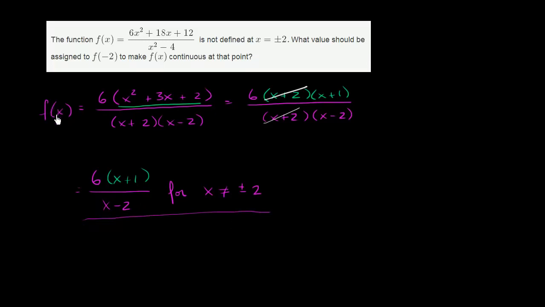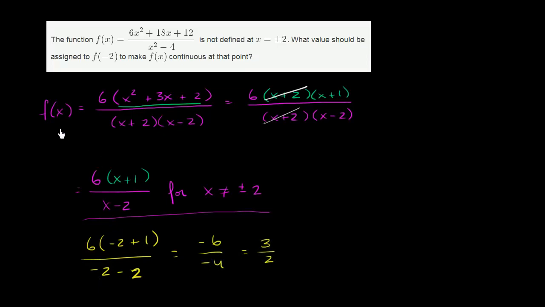But if we wanted to re-engineer the function so it is continuous at that point, well then we just have to set f of x equal to whatever this expression would have been when x is equal to negative 2. So let's think about that. 6 times (negative 2 plus 1) over (negative 2 minus 2) is equal to, this is 6 times negative 1, so it's negative 6 over negative 4, which is equal to 3/2.